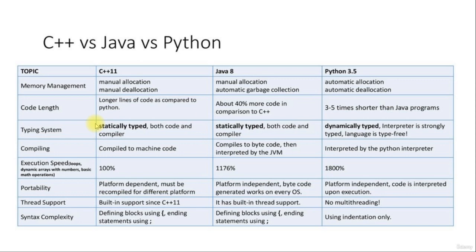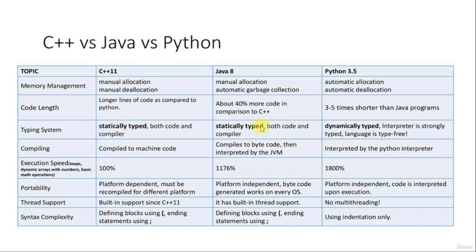Next we have the length of the code. It's usually seen that the length of Python code is probably the smallest among C++, Java, and Python. So C++ has longer lines of code as compared to Python, and about 40% more code in C++ than in Java, and Python programs are 3 to 5 times shorter than Java programs. This is about Python.